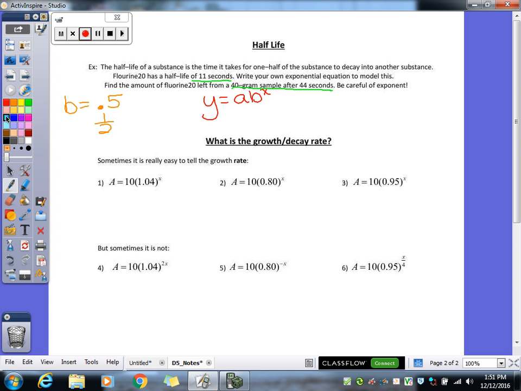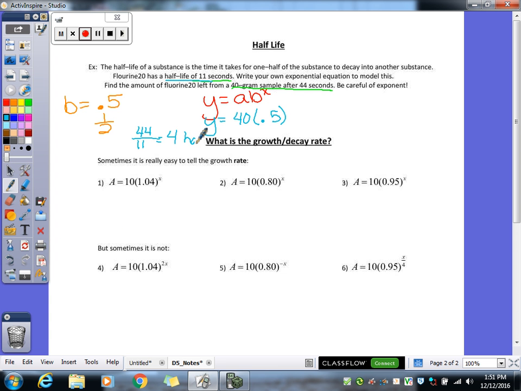How many grams did we start with? 40. So our A value is 40. Since it's a half-life problem, our B is 0.5 always. Now what you have to figure out is how many times did it break down in those 44 seconds. So if I take my 44 seconds, divide it by the 11 seconds that it takes for a half-life to occur, how many times did it happen?